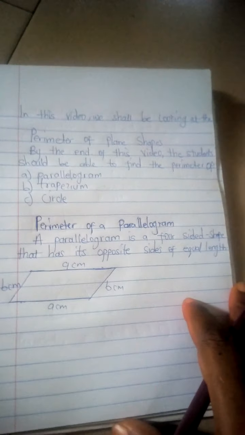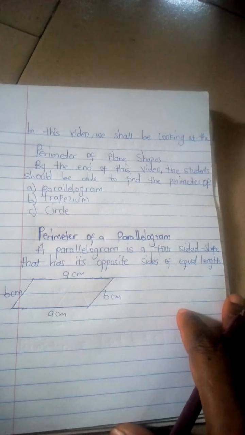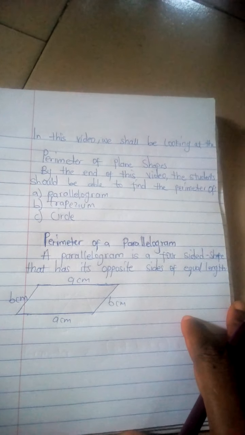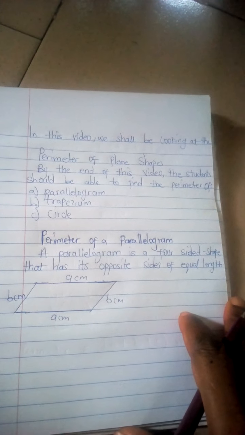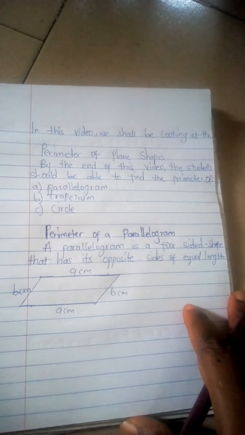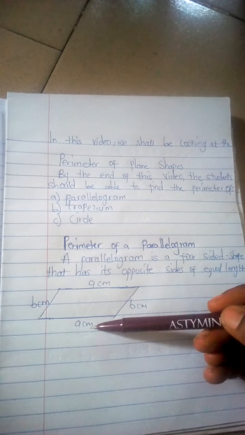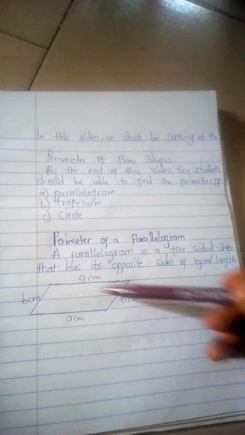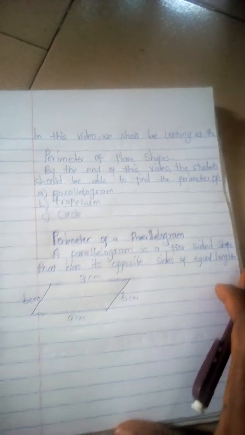The perimeter of a parallelogram. A parallelogram is a four-sided shape that has its opposite sides of equal length, just like a rectangle. Now, what is the opposite side? This is a centimeter. This side and this side are opposite, so they are equal. The same thing with this one, b centimeter and b centimeter. You can see that both sides facing each other are of equal length.